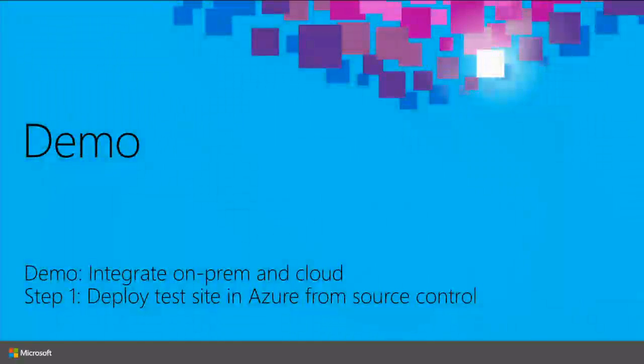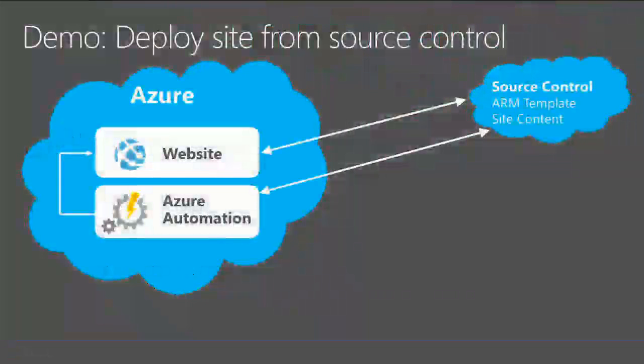So I'm going to start off and show the first part of this scenario. So this is step one. We have our source control, the resource manager template, and then the site content. And we just made a change to the website this morning. So what we did, we checked in our changes, and we want Azure Automation.